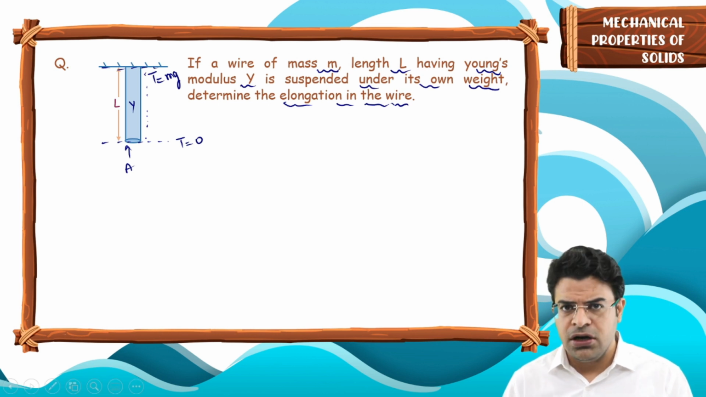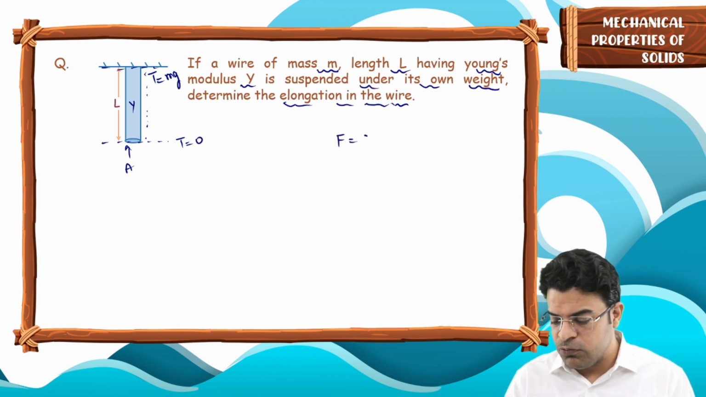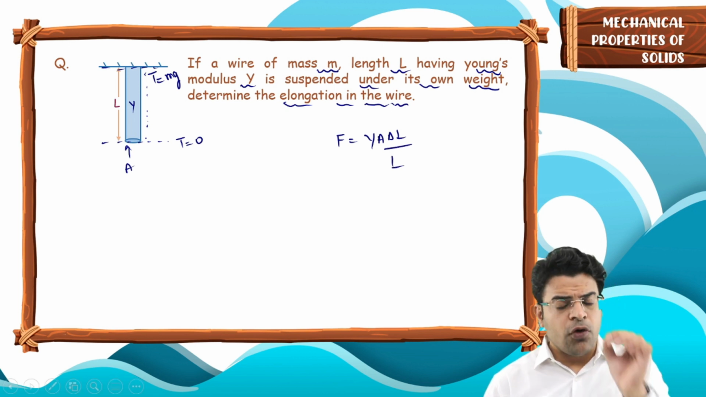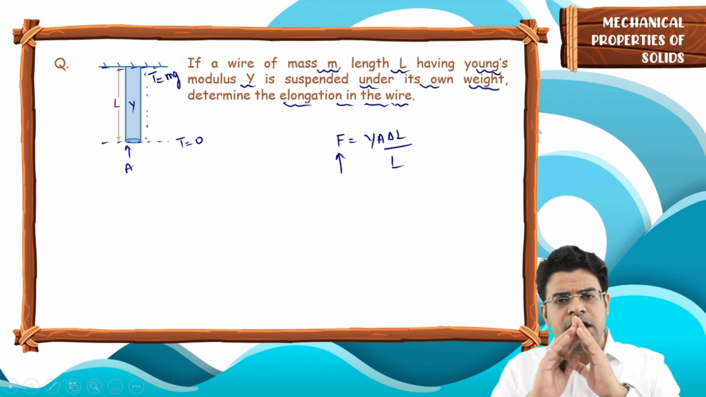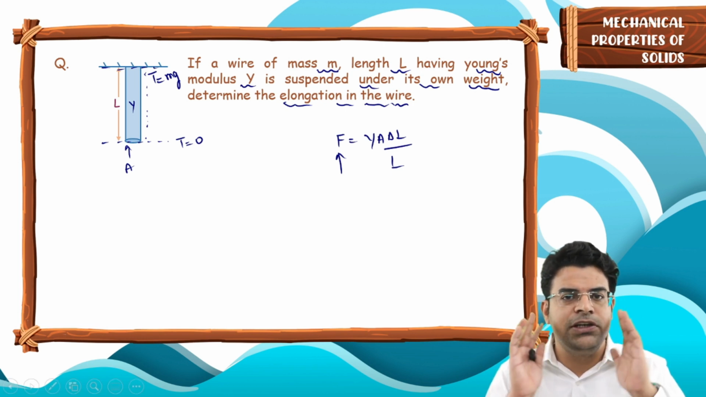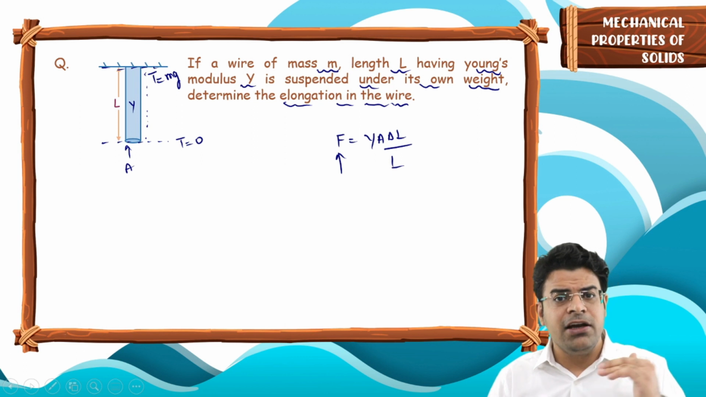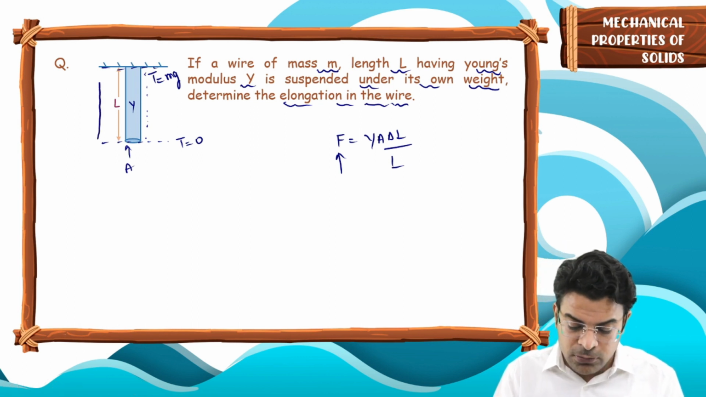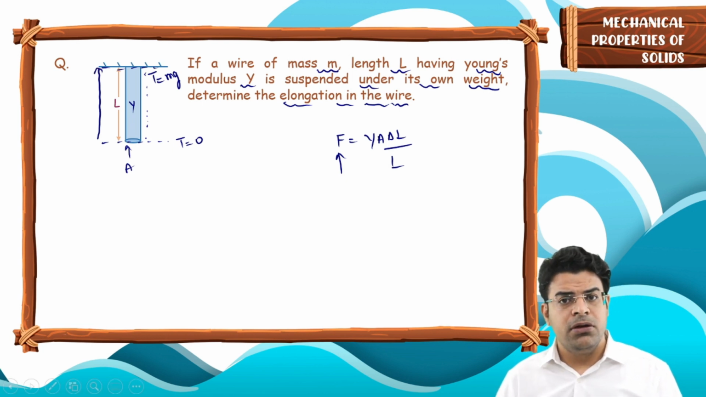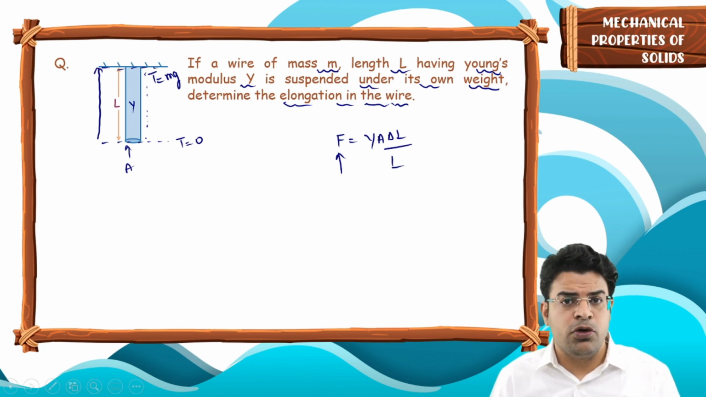We have just learned a formula, F equals YA delta L by L. This formula can be used when the force is constant, and those types of questions are really easy. That's why I'm not wasting your time discussing them here. I'm taking up the case of variable forces. The force keeps on changing as we move from the lowest end to the top end. Then sir, how to use this particular formula?